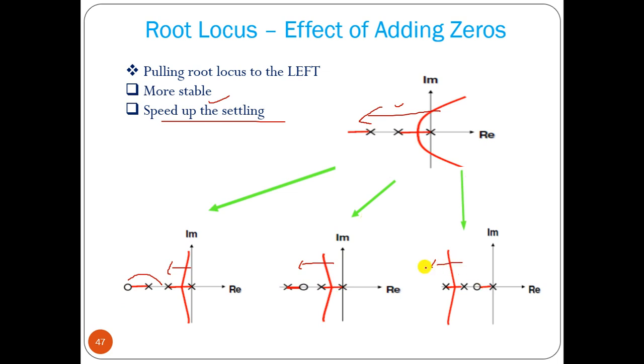So adding a pole makes your system less stable and slows down the settling time of the system response. If you add a zero, you make your system more stable and speed up the settling time. So this is all about the concept of root locus. Try to practice all those problems. Hopefully this lecture video on root locus problems helps you a lot.